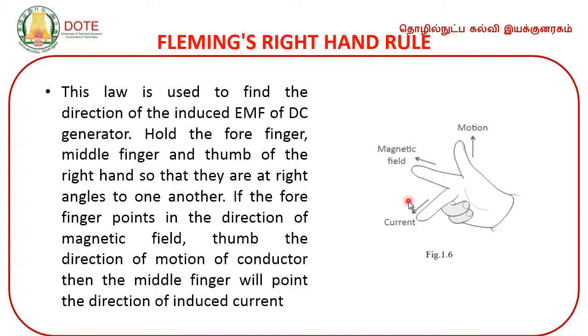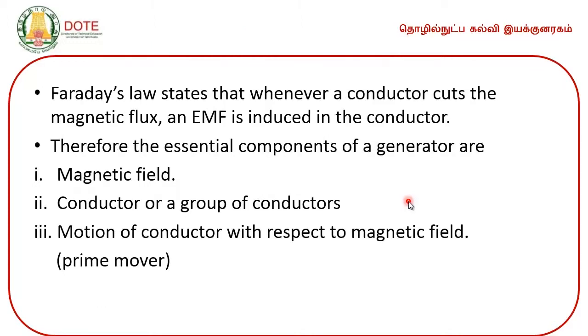So, thumb should be mutually perpendicular to forefinger as well as the middle finger. Faraday's law states that whenever a conductor cuts the magnetic flux, an EMF is induced in the conductor. Therefore, the essential components of a generator are: number 1, the magnetic field; number 2, conductor or a group of conductors; number 3, motion of the conductor with respect to the magnetic field or the prime mover.